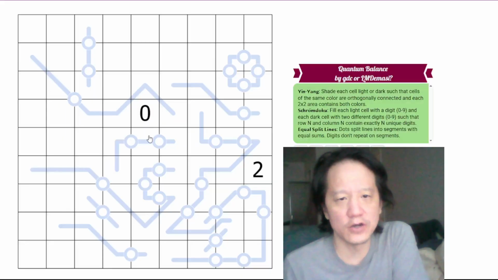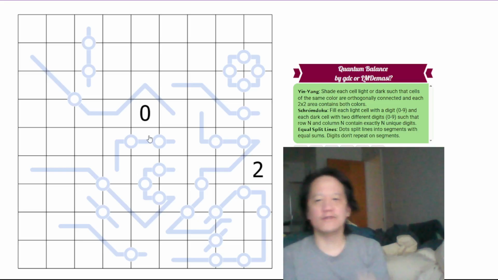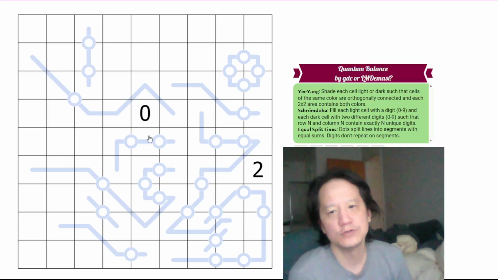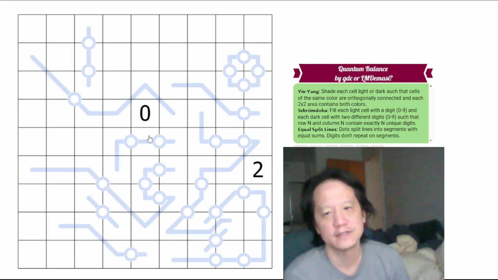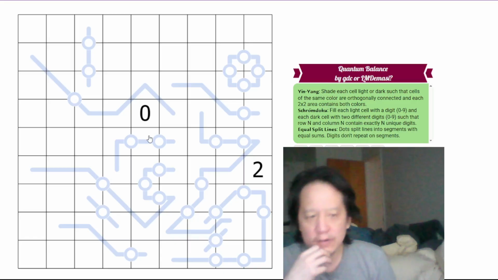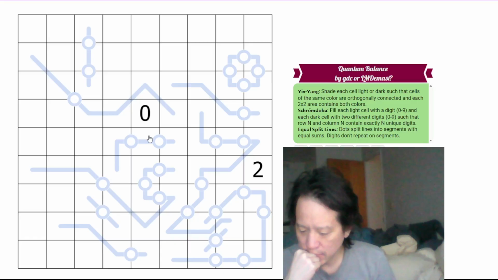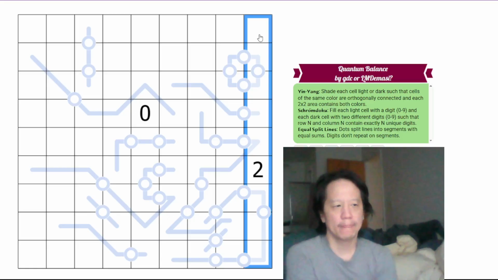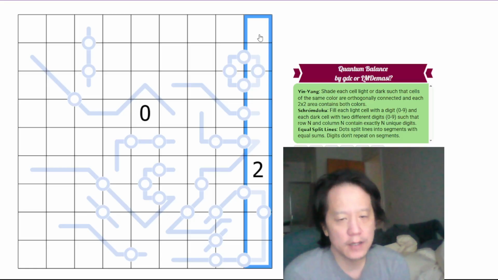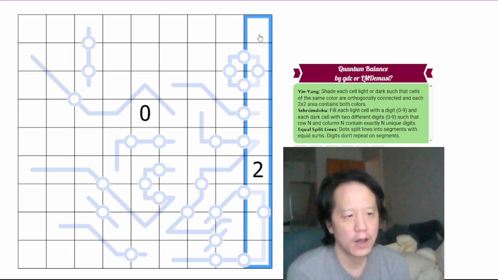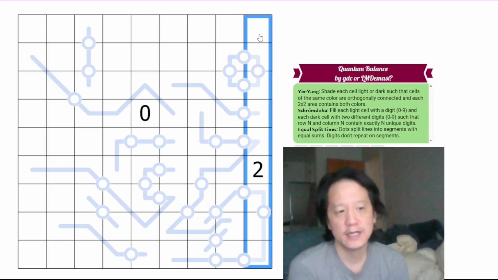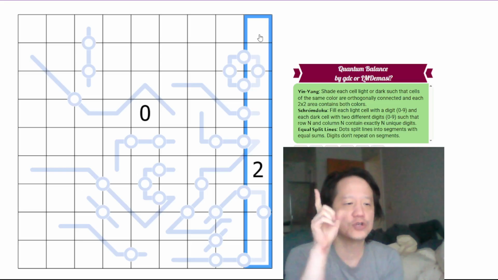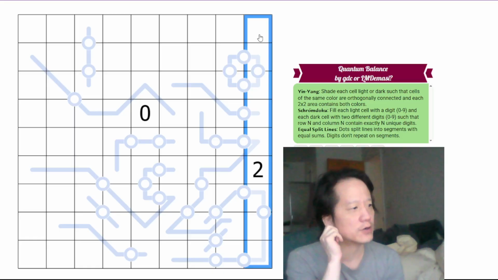Let's go. Okay, so every cell can contain 2 different digits. Oh, whoops, I forgot, maybe I did say it, I didn't emphasize that. So, interesting. Because row 9 and column 9 have to contain 9 unique digits, that means you can only have 1 digit that's repeated here.